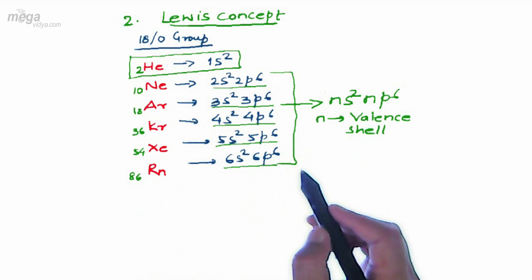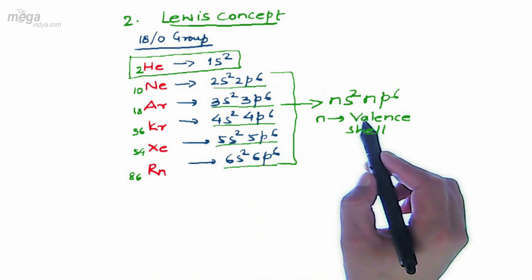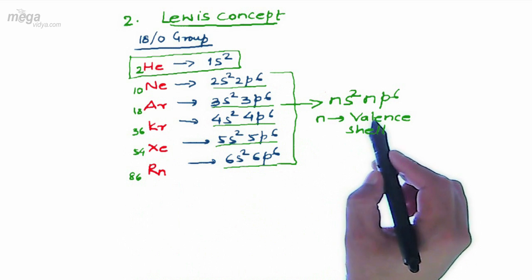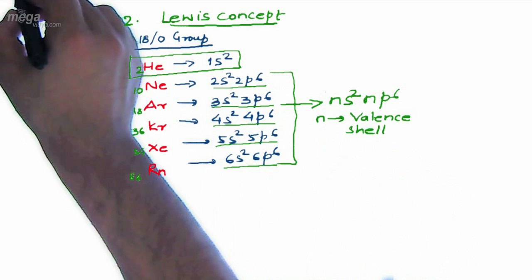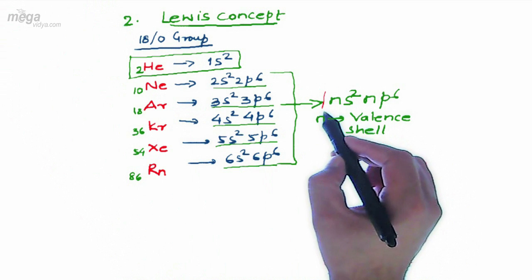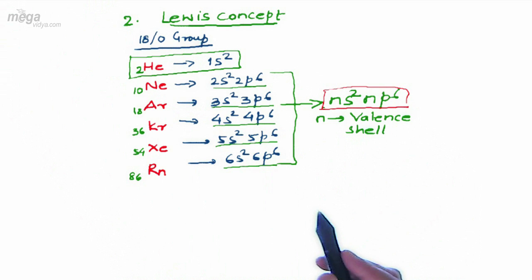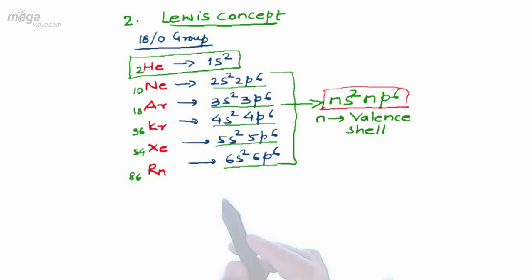So in general the conclusion is that in case of inert gases, that is 0 group or 18th group elements, we will have the general electronic configuration of the valence shell as ns2 np6, where n represents the valence shell. Now the question is why we call these elements inert gases. The reason is that these elements possess a stable configuration and hence low potential energy and hence more stability.